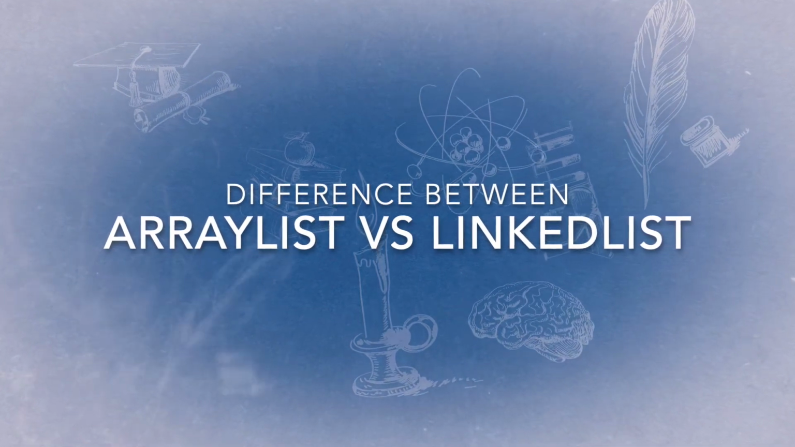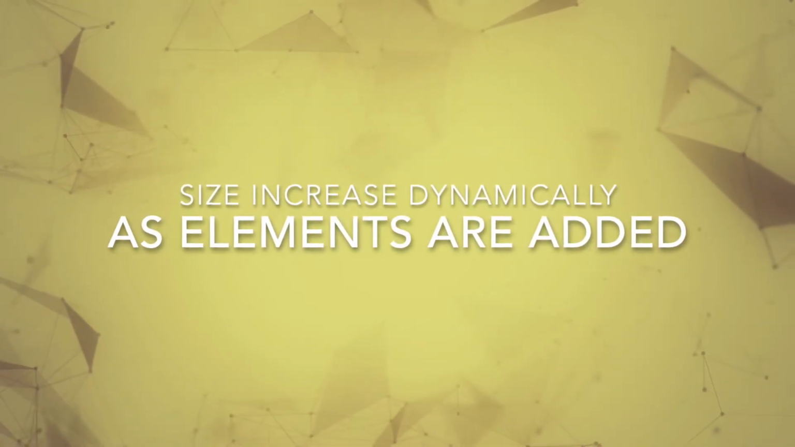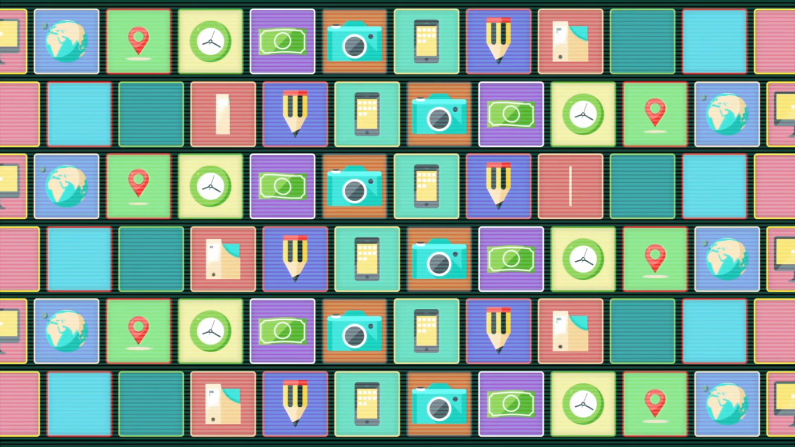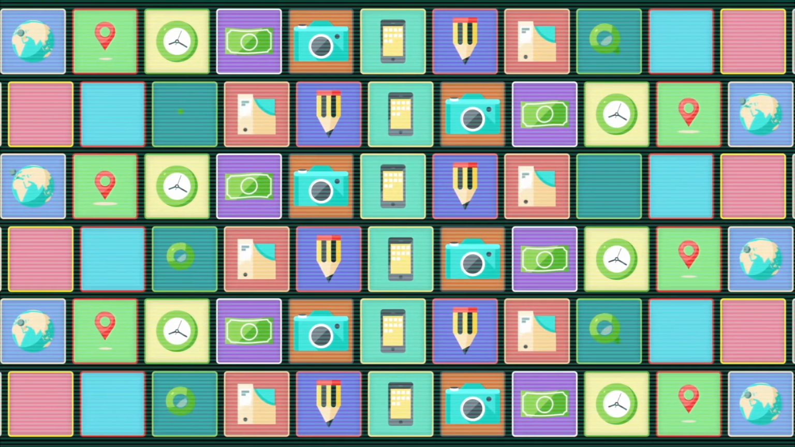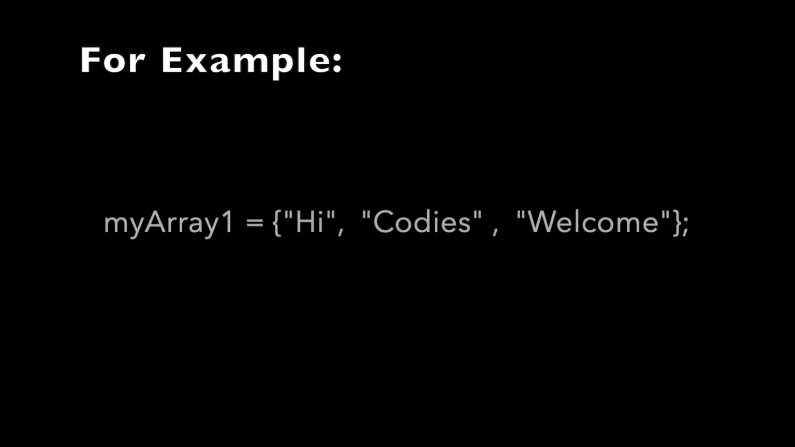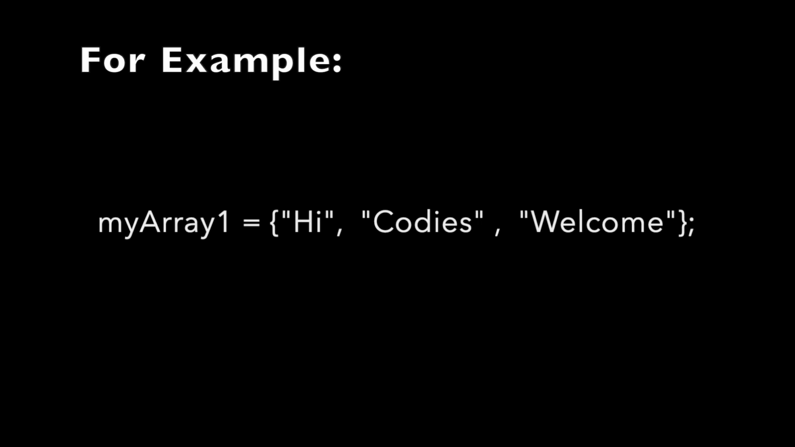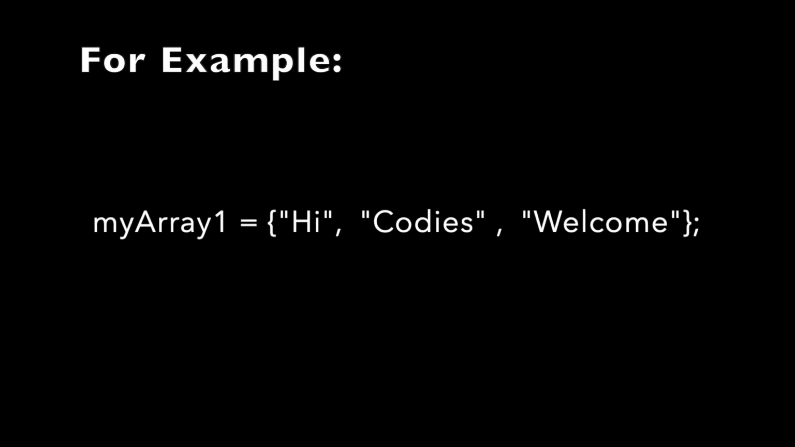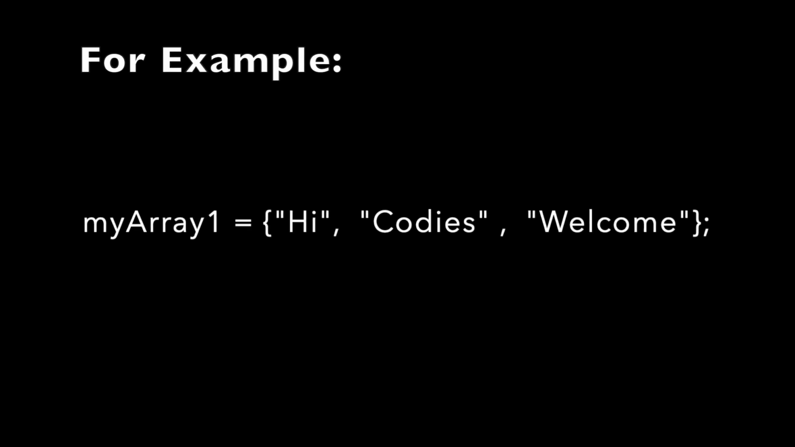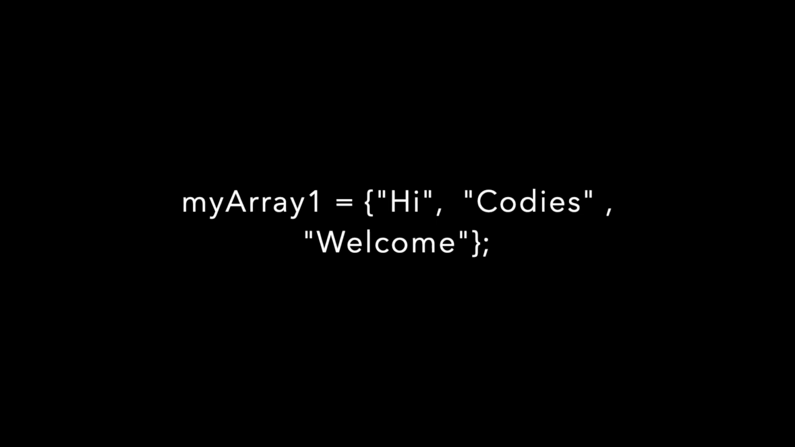To explain more, ArrayList is implemented as a resizable array. This means as elements are added, the size increases dynamically. Furthermore, anytime an element is added to an array list, the element that comes next is shifted. For example, I have the following list below. My array 1 is initialized to 3 strings. These strings, as you can see, include hi in index 0, Codies in index 1, and welcome in index 2.